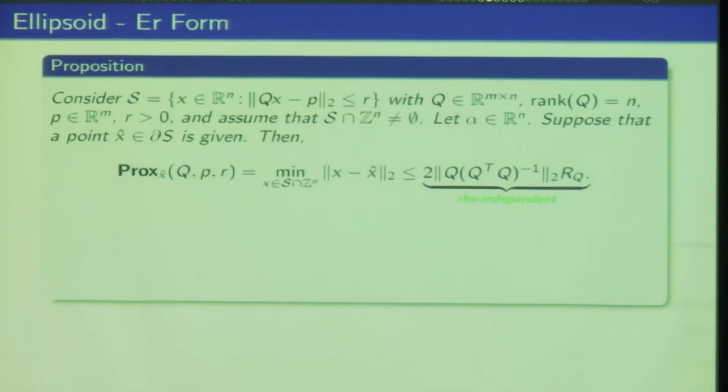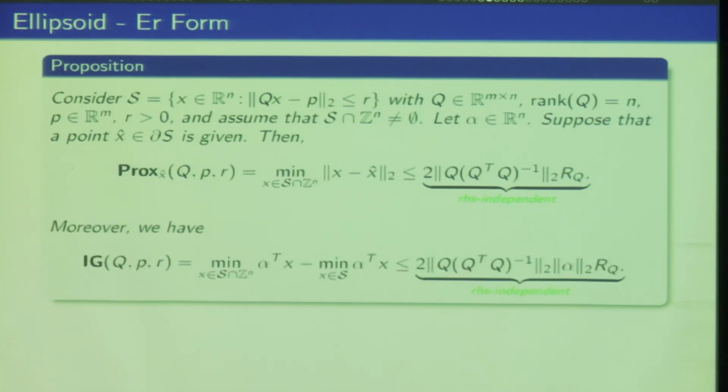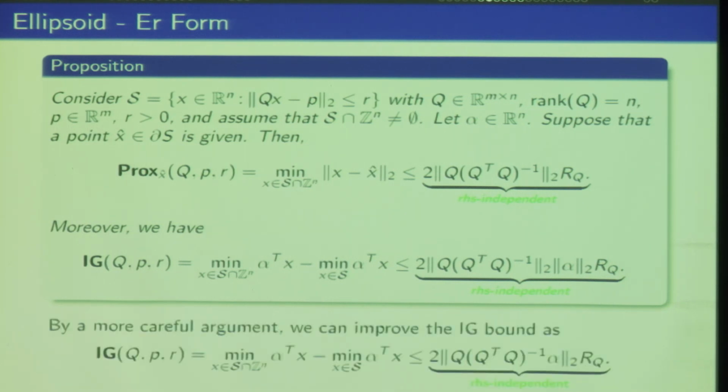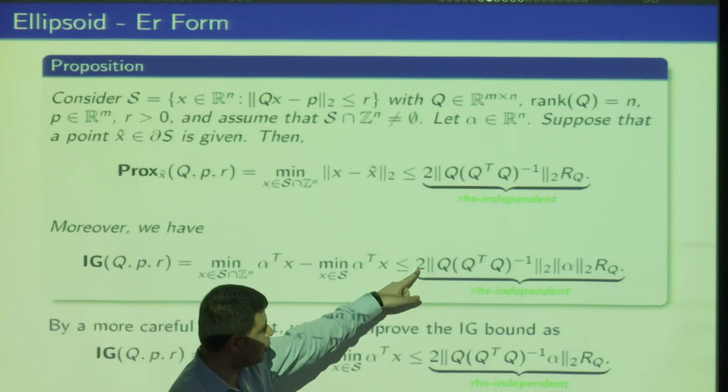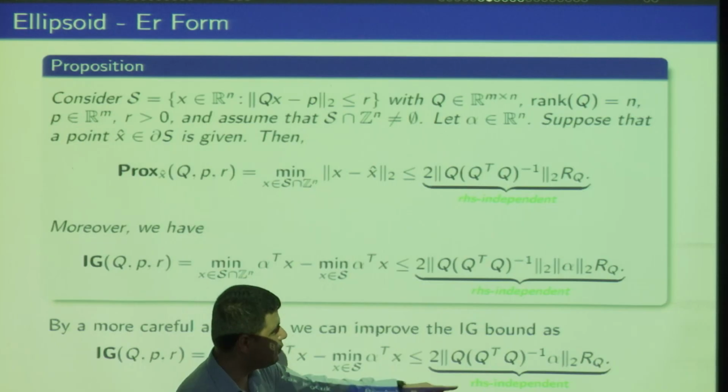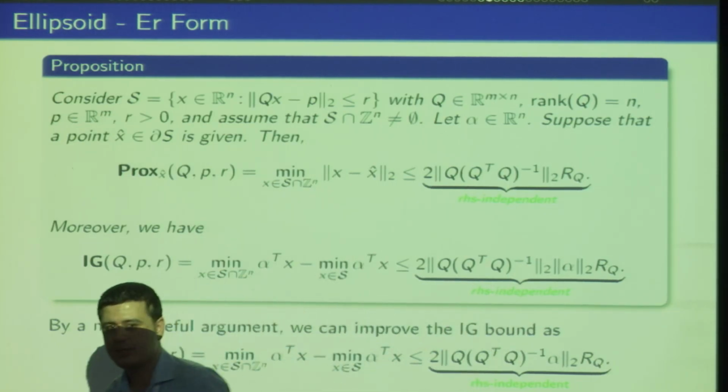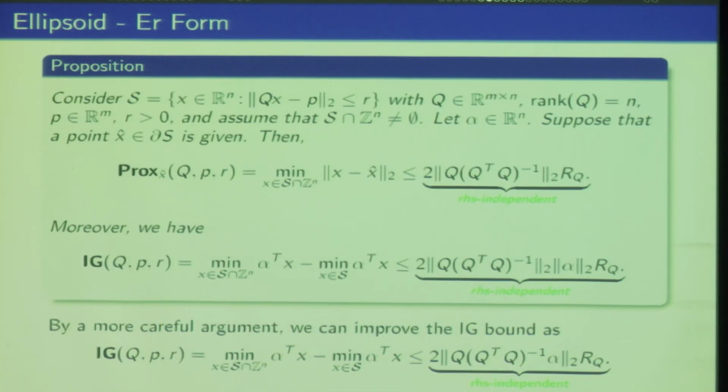So this is as close as we can get to Cook type of results, and whenever you have a proximity result, you can get an integrality gap result for free. For instance, you can use the Cauchy-Schwarz inequality to get this. But if you are a little bit more careful, you can improve the bound from here to here. What's the difference? You take alpha inside. So it's a little bit better.